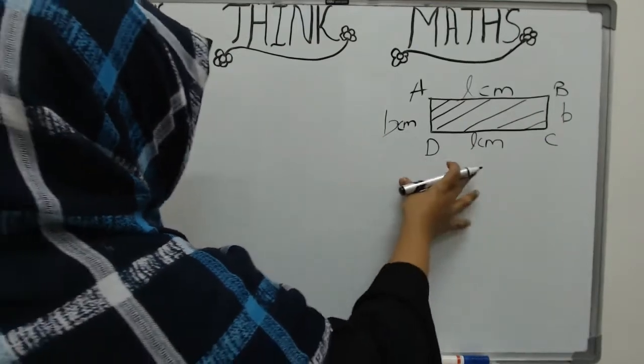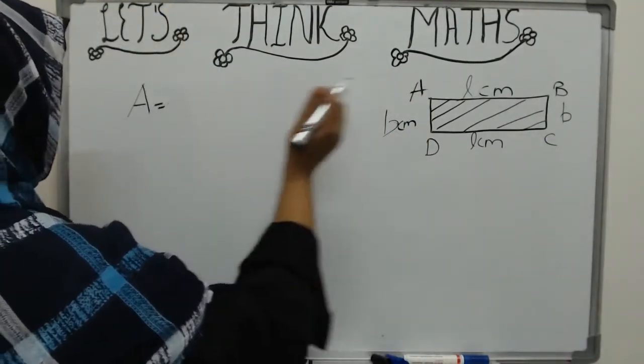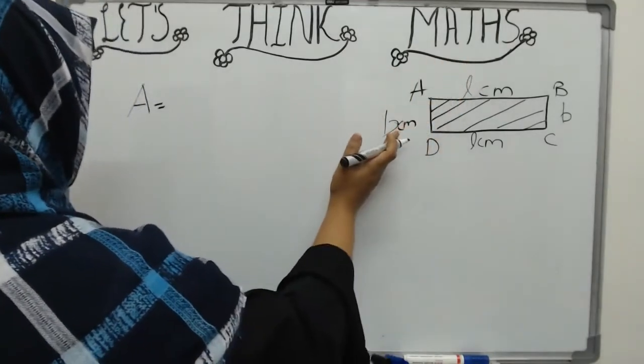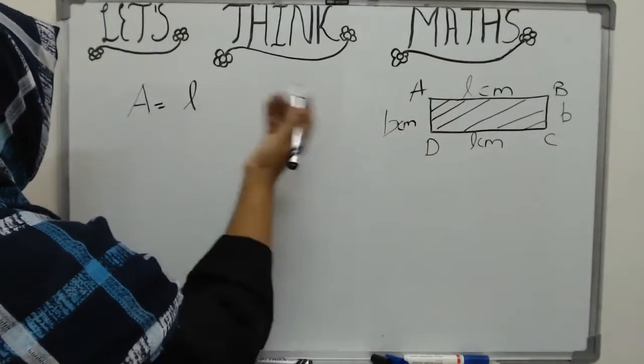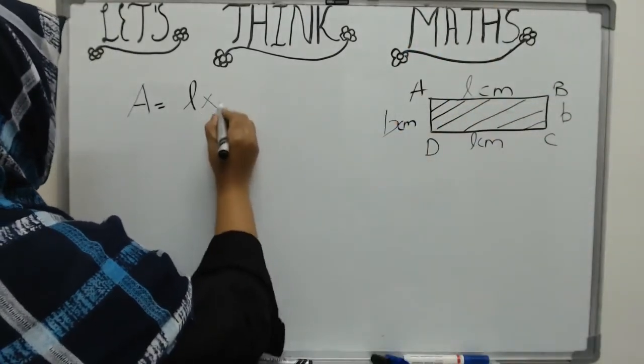And now what is the formula for the area? The area of a rectangle whose sides are L centimeter and B centimeter will be, it does not have to be centimeter, meter, kilometer, whatever, L into B.